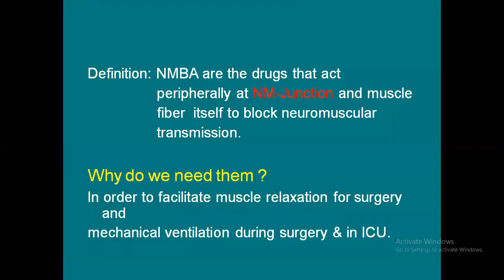Definition: neuromuscular blocking agents are the drugs that act peripherally at the NM junction, NM meaning neuromuscular, and on the muscle fiber itself, to block neuromuscular transmission. Why do we need them? Now the question is basic. I'm telling you because you are first year postgraduate MD anesthesia students. You are still not very clear about what is the role of neuromuscular junction drugs. Why do we give muscle relaxant?